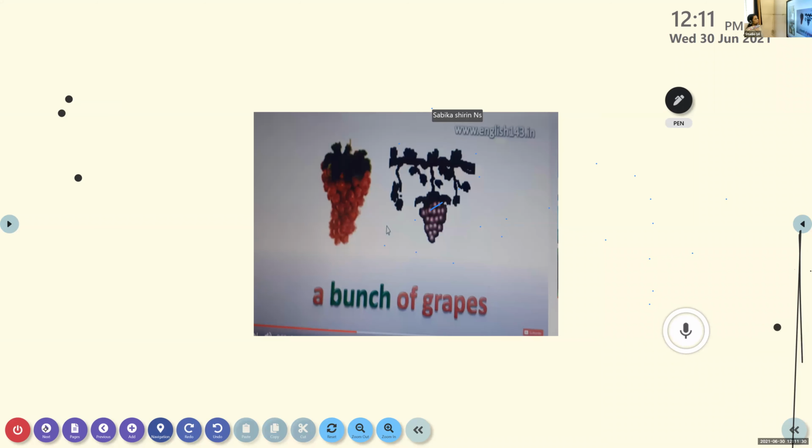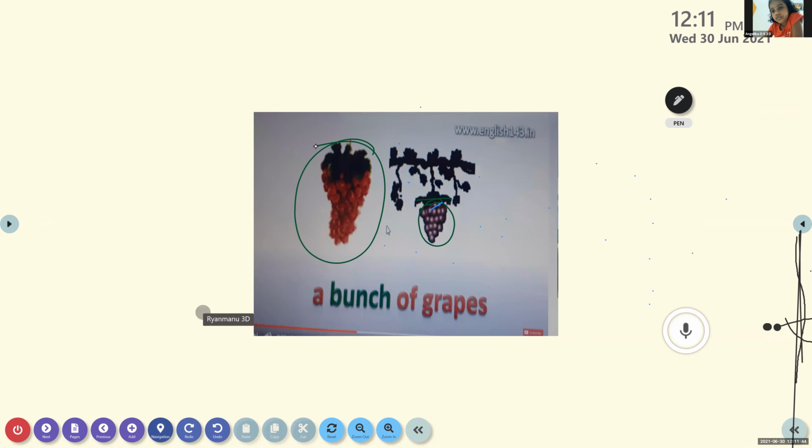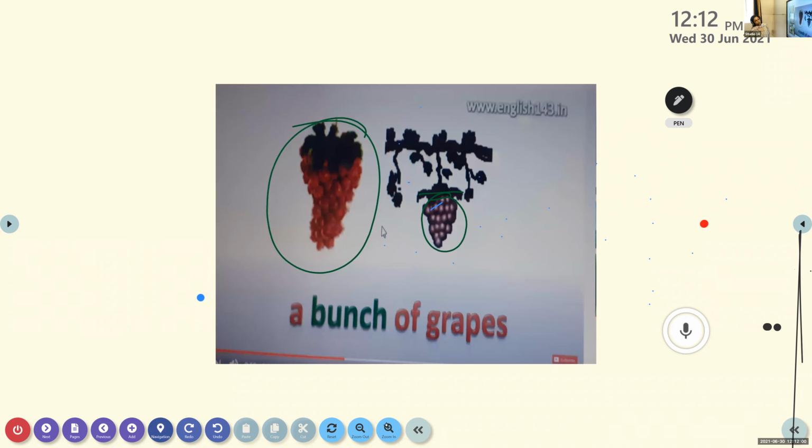I've showed you this. What do we say for this? You can see a bunch of grapes here. So what do we call this? What is the collective noun used for a group of grapes? A bunch of grapes. Have you seen this when you purchase grapes? So this is called a bunch. I wanted to show you this picture. A bunch of grapes. Have you seen the picture? Is it not interesting?